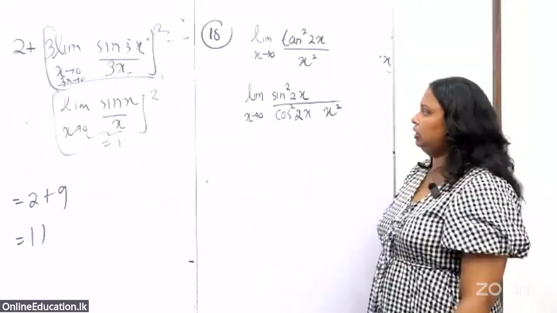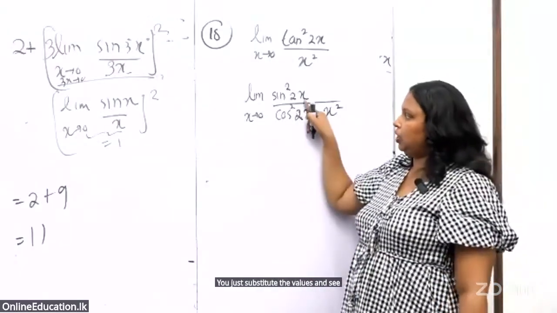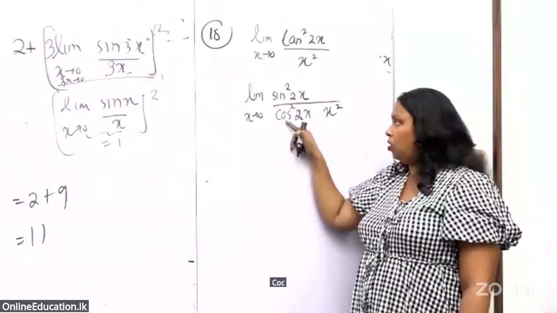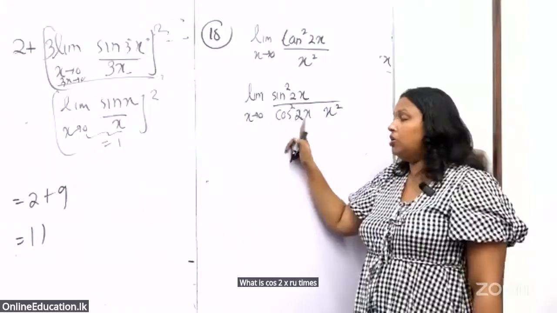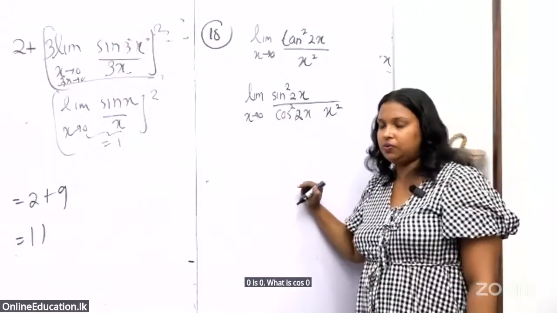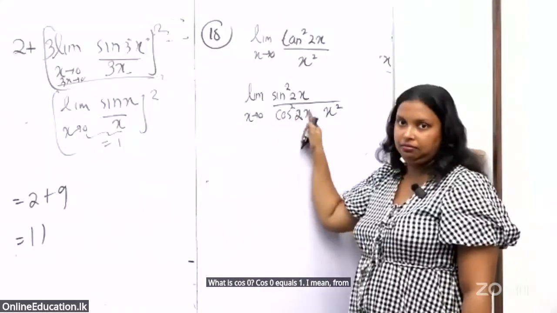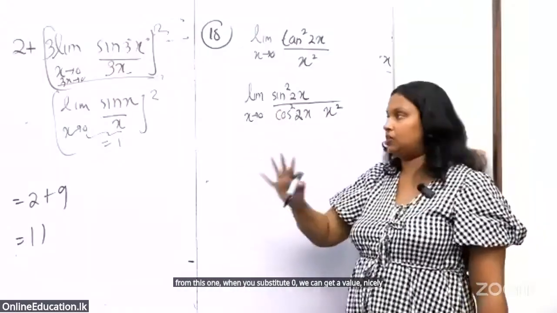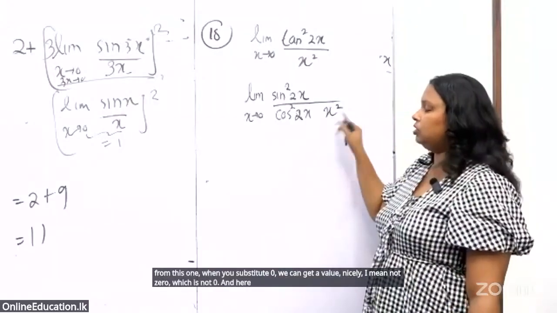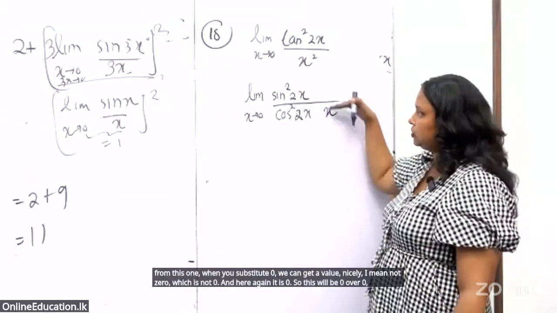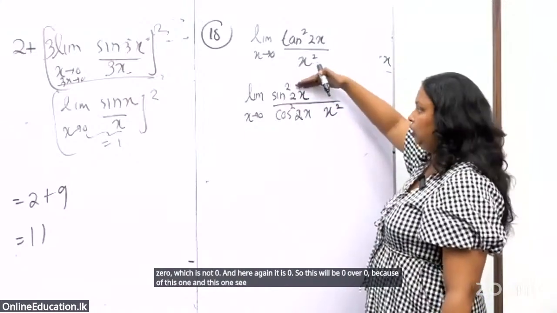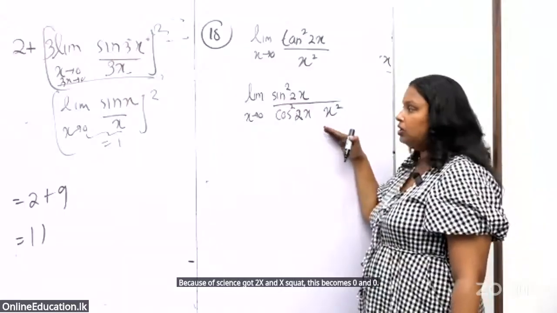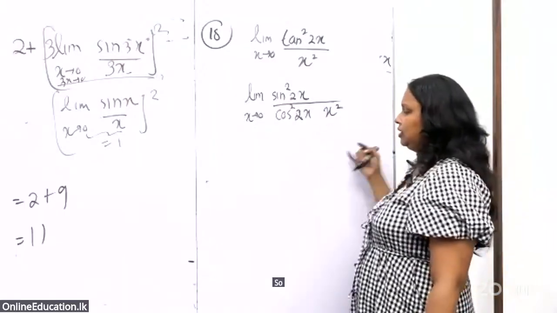You just substitute the values and see. When you substitute 0 here, sin 0 is 0. What is cos squared 2x? 2 times 0 is 0, and cos 0 equals 1. So from this one, when you substitute 0, we can get a nice value which is not 0. And here again it is 0. So this will be 0 over 0 because of sin squared 2x and x squared. So I will just separate it like this.